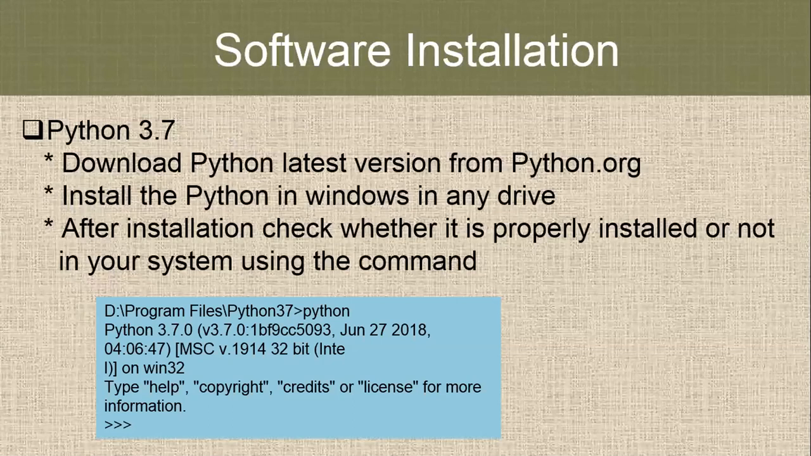Download the latest version of Python from python.org and install Python in Windows in any drive. After installation, check whether it is properly installed in your system. Here I installed Python in D program files, Python 37, which is the root directory for Python. I am checking whether Python is properly installed just by typing python. It shows a message that Python 3.7 is installed in my system, and shows a prompt like this.